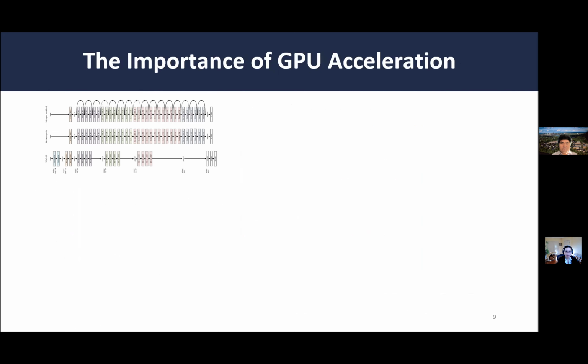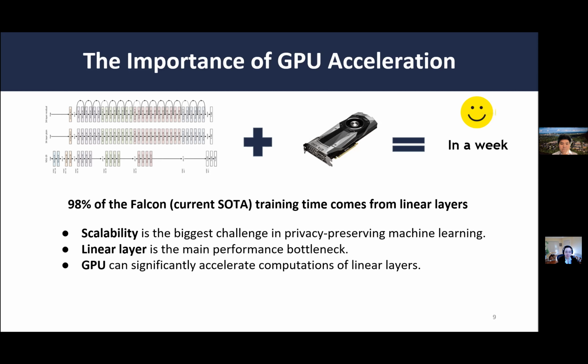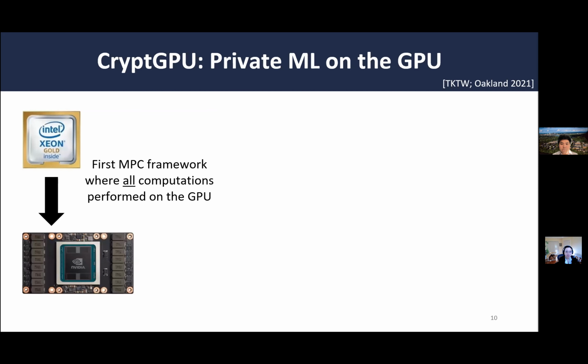One thing we observe is that in plain text training, the GPU is really critical for large networks and large datasets. In privacy-preserving machine learning, for the state-of-the-art algorithm, 98% of the training time actually comes from the linear layers. Since scalability is the biggest challenge and the linear layer is the main performance bottleneck, the GPU can significantly accelerate computations on linear layers. So we need GPU acceleration for privacy-preserving machine learning, just as we need it for plain text machine learning. As a result, we built CryptGPU, the first secure multi-party computation framework where all computations are performed on the GPU.